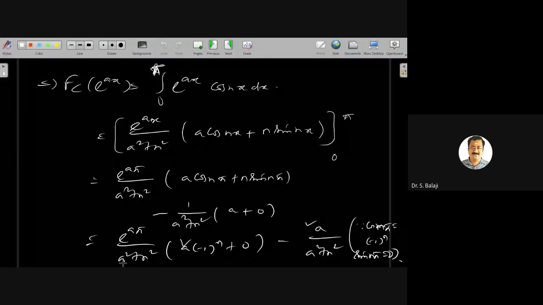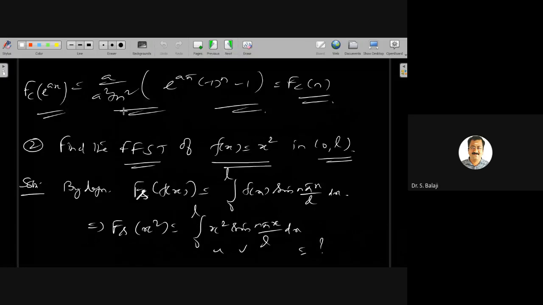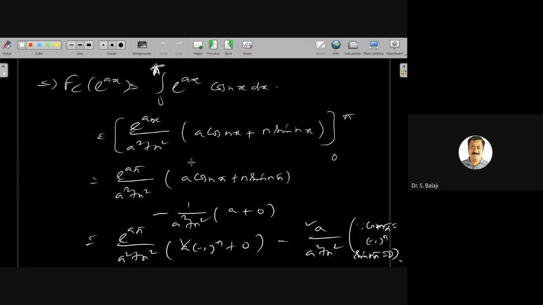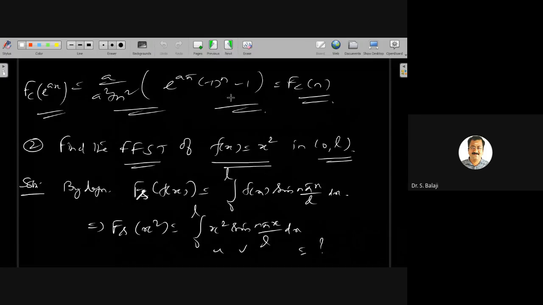Here is also a by a square plus n square. Therefore, we can take it outside here, a by a square plus n square, of e power a pi. Here you see e power a pi minus 1 all power n, so this is minus 1. E power a pi minus 1 all power n minus 1.